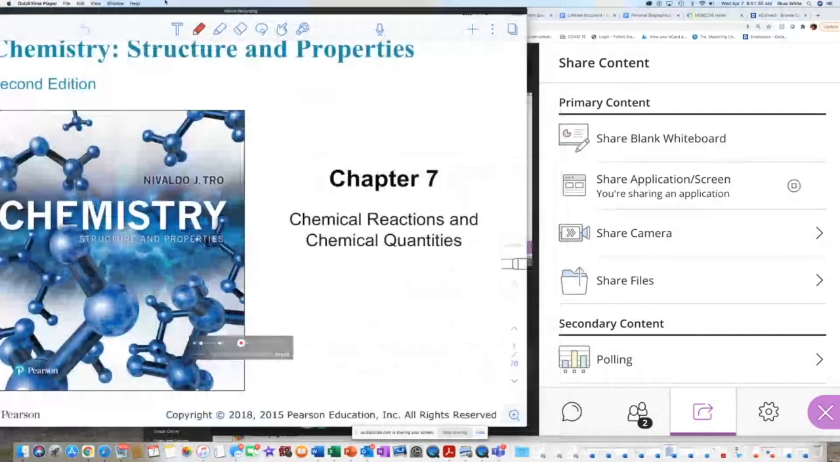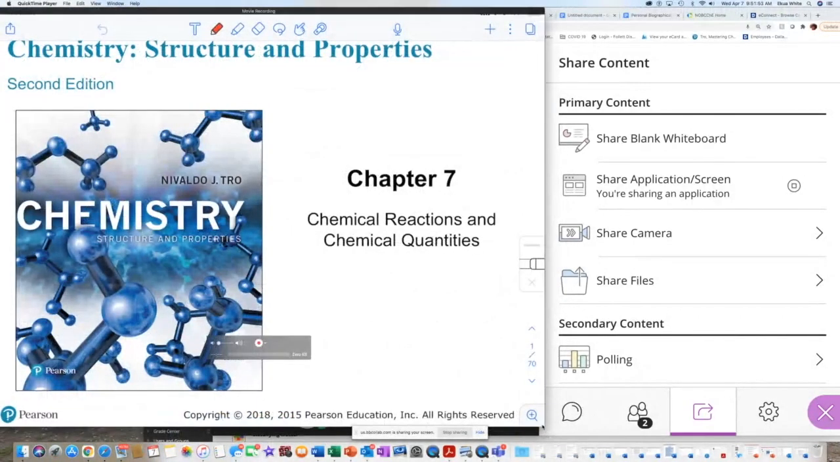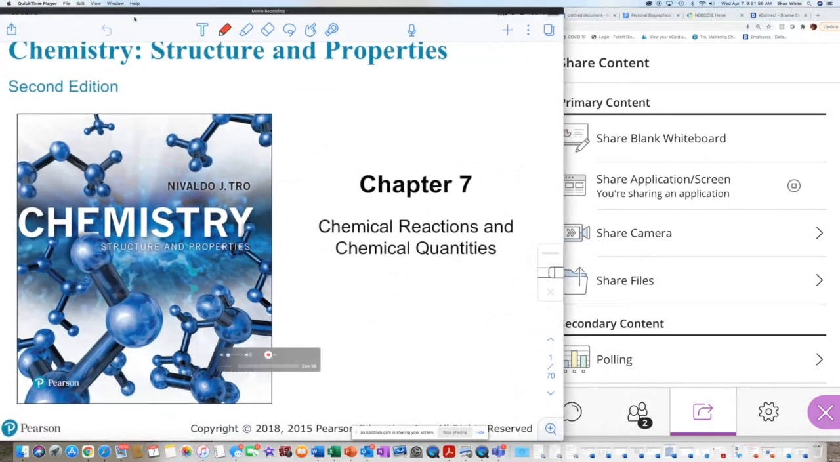Okay, so we are going to start today with chapter 7. We finished chapter 6, sorry. Yeah, we did finish chapter 6 last time, talking about the valence bond theory.